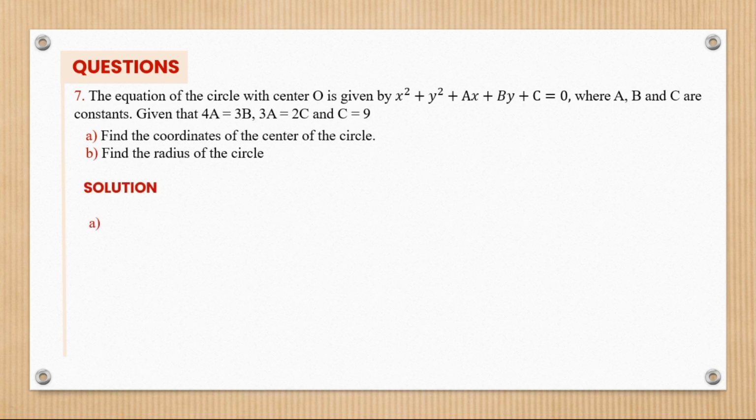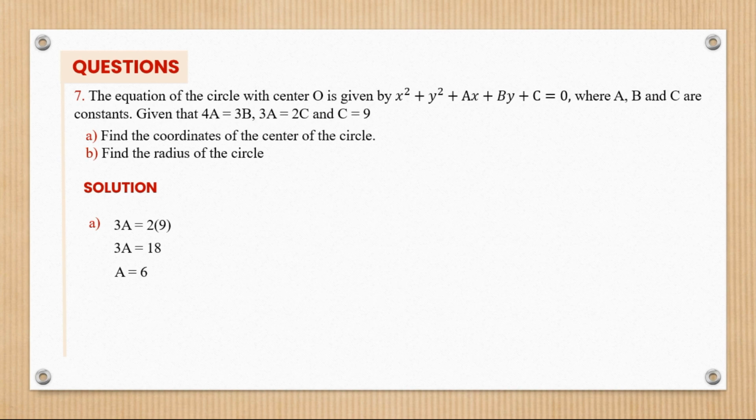Now part A, we can first of all see that we've been told that 3A is equal to 2C. We've also been told that C is equal to 9, so we're going to plug the value of 9 here. That means 3A shall be equal to 2 times 9, of which 3A shall be equal to 18 and A shall be equal to 6. So now we know that the value of A is 6.